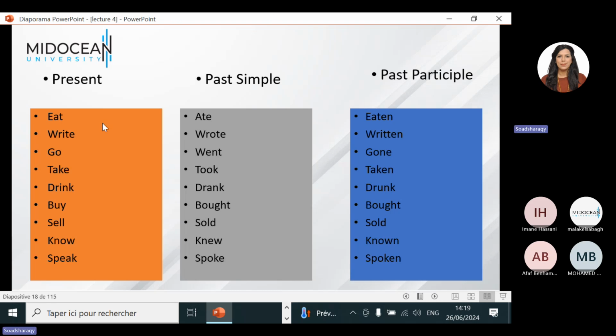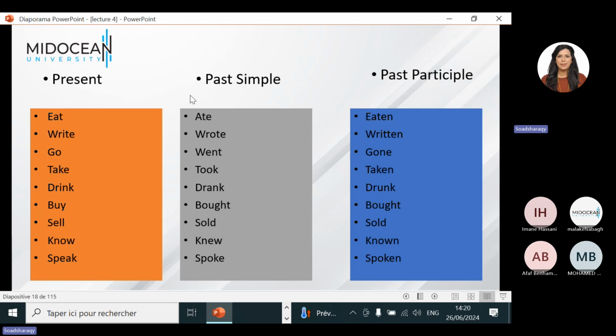As you see here, we have examples of verbs. I start with the verb to eat. The simple past of the verb to eat is ate, the past participle eaten. Verb to write, simple past wrote, past participle written. Verb go, simple past went, past participle gone. Verb to take, the simple past took and the past participle taken. Verb to drink, the simple past drank and the past participle drunk.